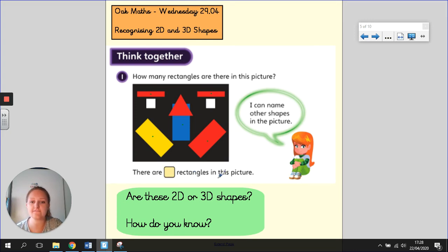I can see 5 rectangles in this picture, but did you know that a square is a type of rectangle? A square is a type of rectangle where all the sides are the same length. So are these all 2D shapes or 3D shapes? How do you know?